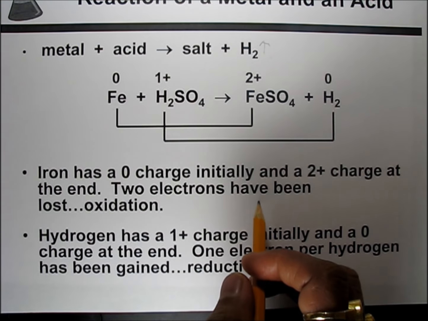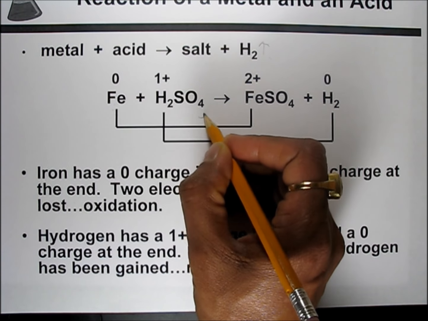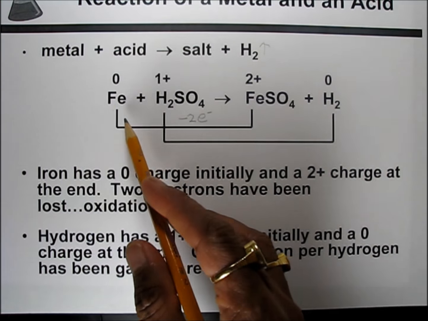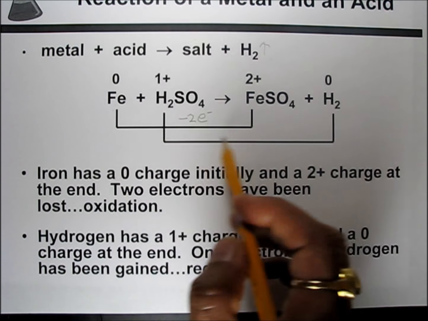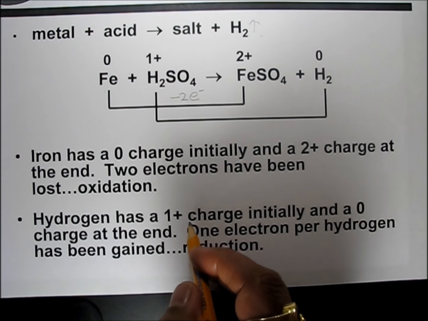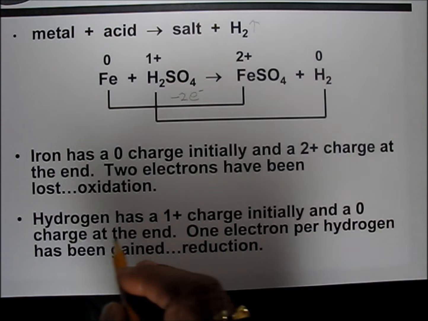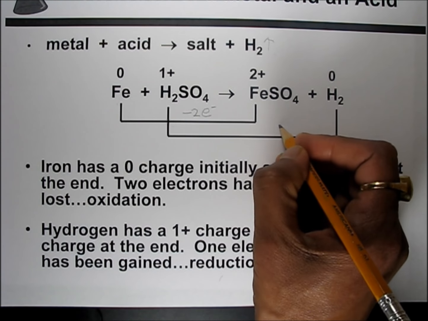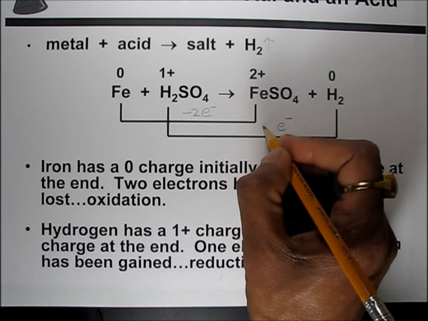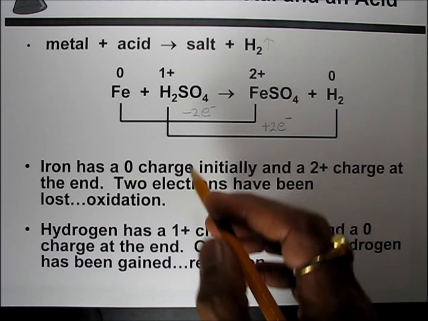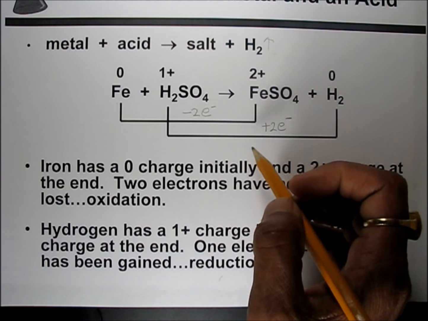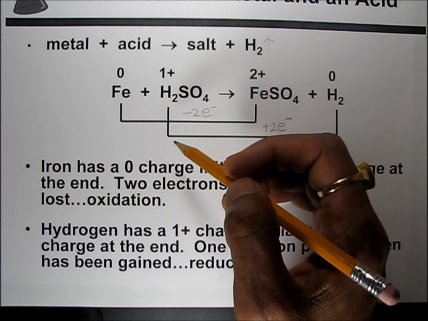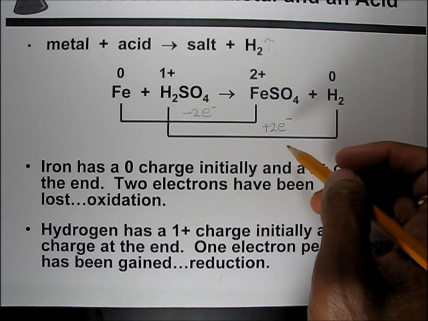So 2 electrons have been lost. Iron lost 2 electrons, minus 2 electrons. That is why it is oxidation for iron. And hydrogen has a plus 1 charge initially and 0 charge at the end, so 1 electron per hydrogen has been gained. So this reaction is reduction. The 2 electrons which iron lost were gained by the 2 hydrogens, and their positive charge converts into 0.